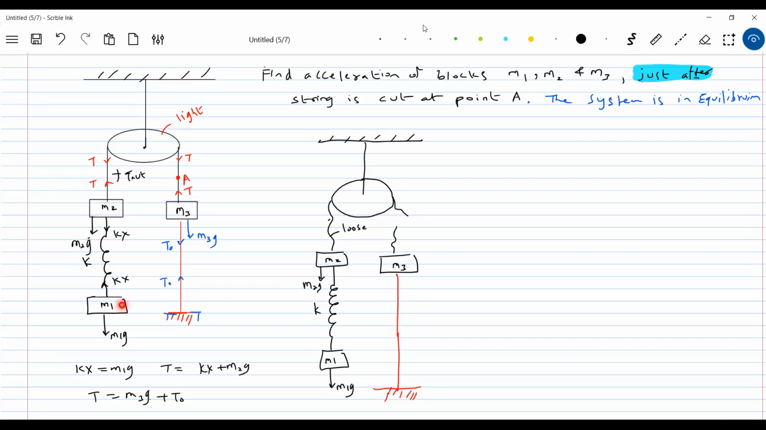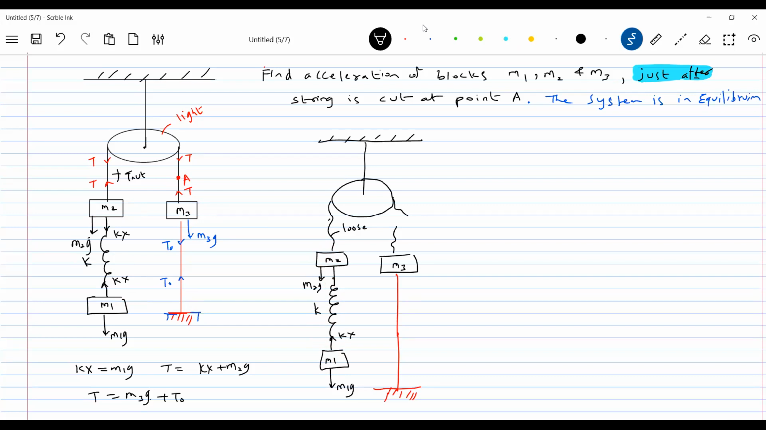They are at rest. So the moment you cut this string at point A, what happened to M2 and M1? They will try to retain that inertia of rest, but because of the forces acting, they'll accelerate from rest. So what will happen to the spring force? Spring force will not change.